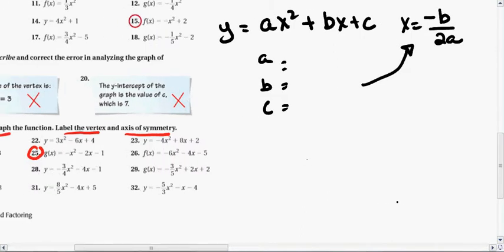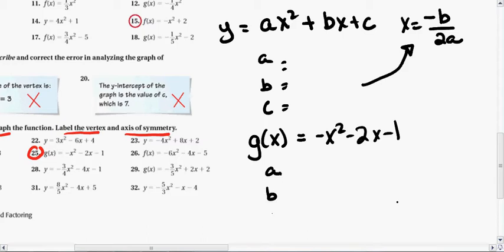And number 25 says to graph g of x. And don't get all worried about g of x. G of x is just another way of indicating that you're looking at your output. So some people just think of it as y, but we're going to call it g of x in this case. G of x equals negative x squared minus 2x minus 1. And the first thing that I'm going to do is to figure out what my a, b, and c values are. And I do that just by reading them right off of the equation.